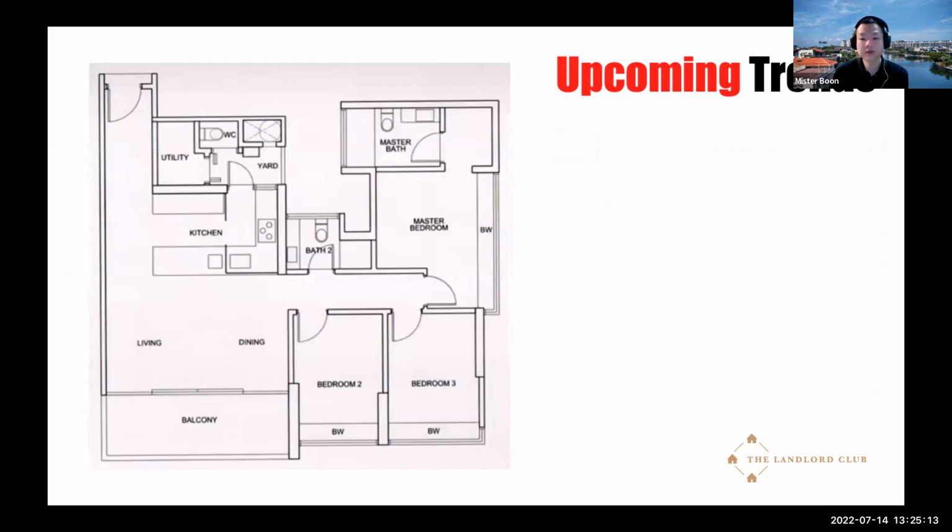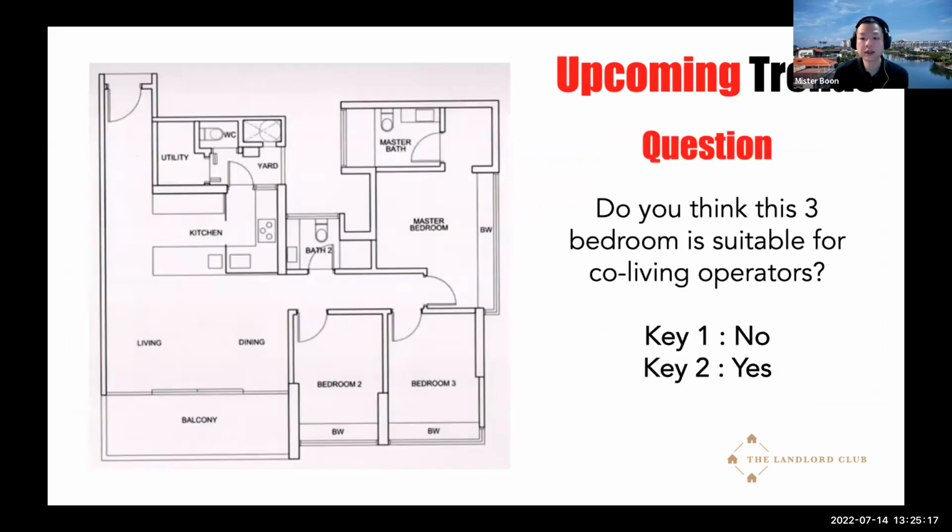So imagine this is one of our units we have just rented. Do you think this 3-bedroom is suitable for a co-living operator? If no, just key 1. If yes, key 2. Or is anyone a co-living operator here? Very similar. I'll touch on 2.